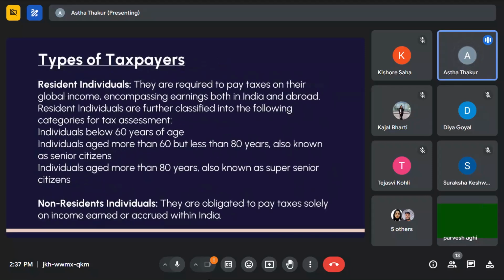Then there are two types of taxpayers: residential individuals and non-residential individuals. Residential individuals are required to pay taxes on their global income, encompassing earnings both in India and abroad. Non-residential individuals are obligated to pay taxes solely on income earned or accrued within India.